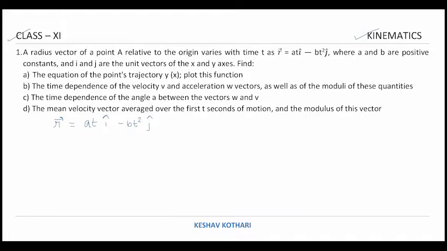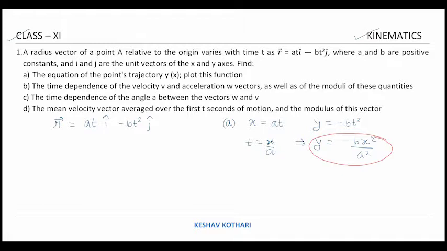If I begin with the first problem, I can say that x is equal to at and y is equal to minus bt². From here I can write that t equals x by a, and if we put t equals x by a in this equation, we obtain minus b x² upon a². So the equation of the trajectory, which is independent of time, is y equal to minus bx² by a².